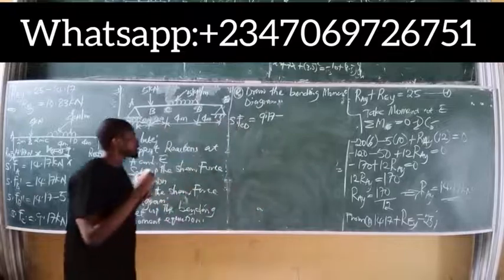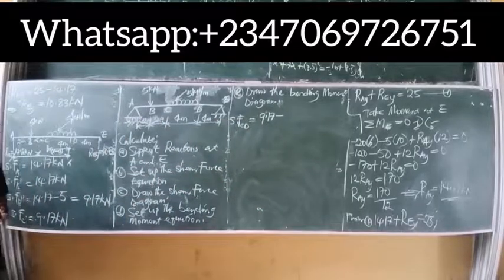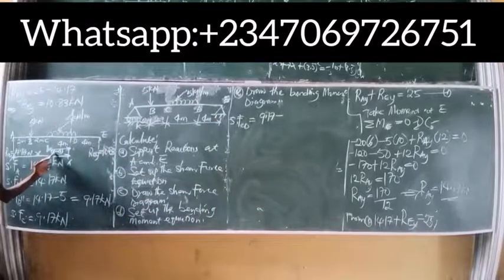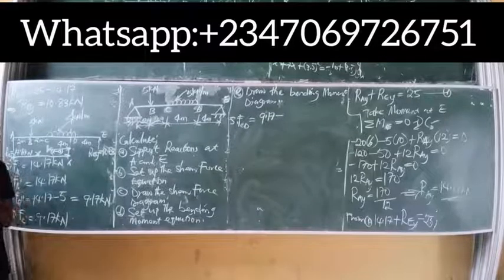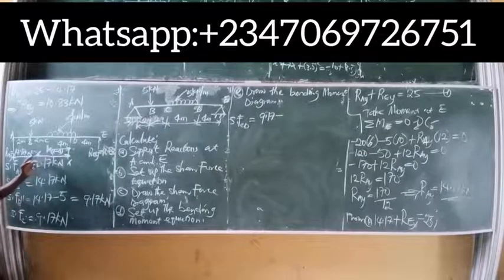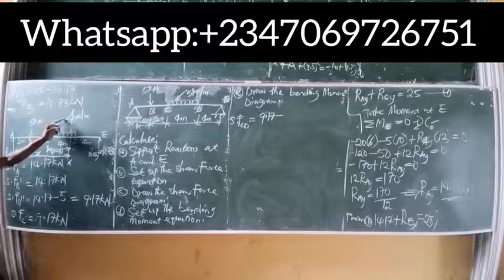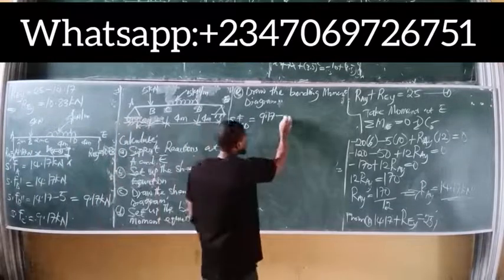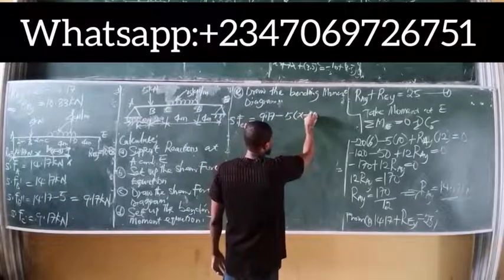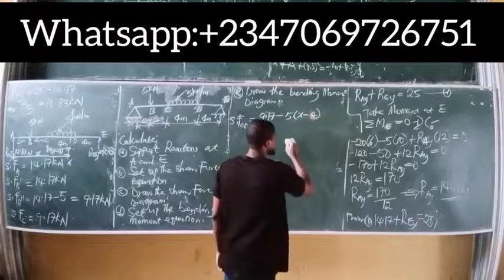Now you know that the length of this UDL, by virtue of this section, is x minus 4. To convert this UDL to a point load, what is it going to be? 5 times x minus 4. Remember, to convert the UDL to a point load, simply multiply the load by the distance covered. If the distance is x minus 4, the point load becomes 5 times x minus 4. So you have minus 5 into x minus 4. This becomes the shear force.